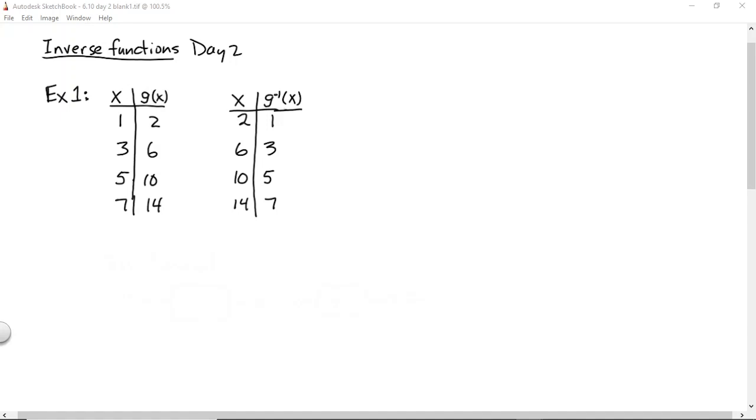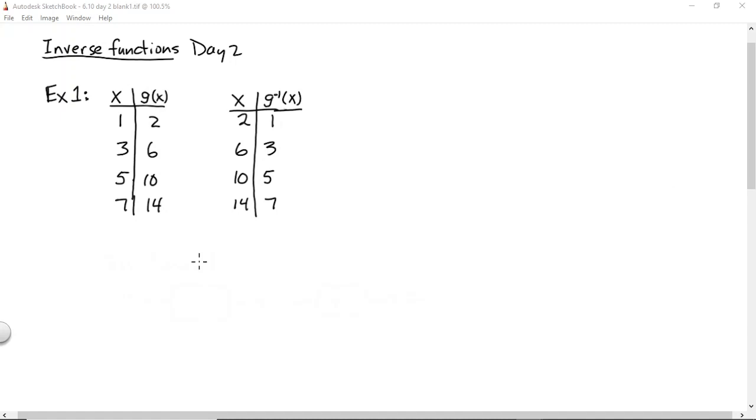Hello, algebra students. We're going to look at inverse functions again, and we'll be finding the inverse of some functions and then graphing both the function and the inverse. But first, I just want to look at another example of a function that's just made up of four ordered pairs and its inverse, and just talk about this from a little bit different point of view than we did the other day.